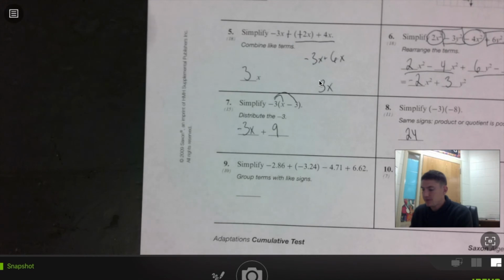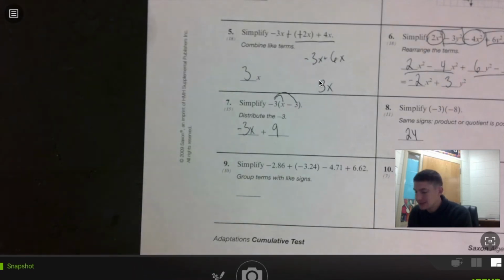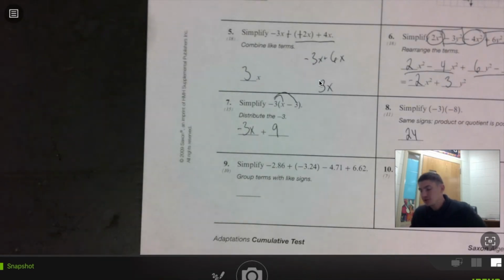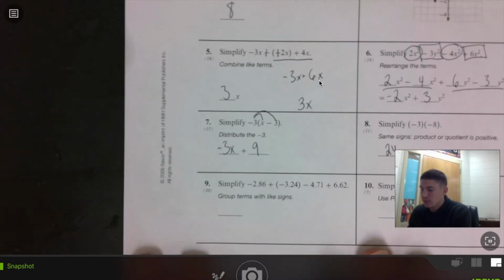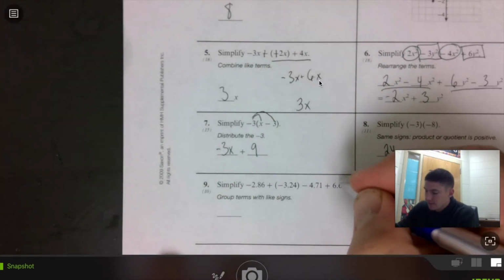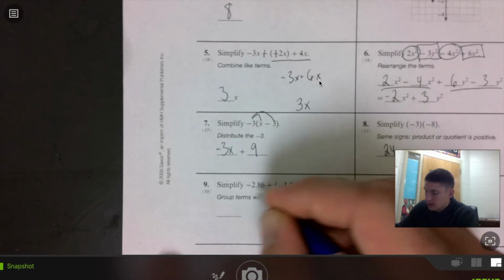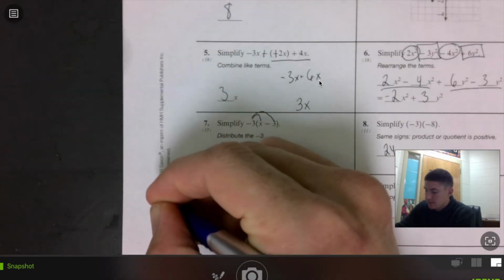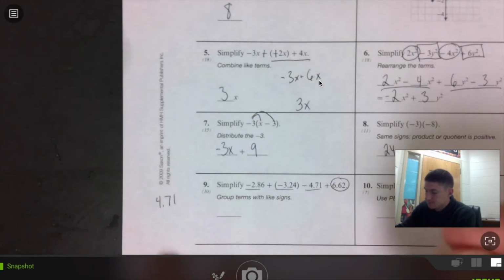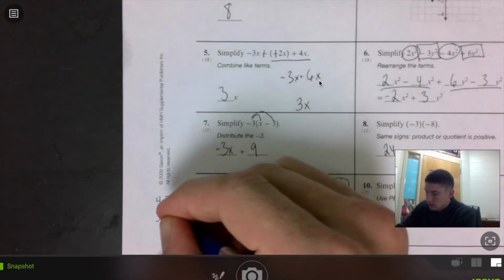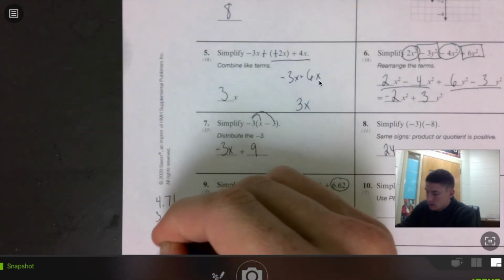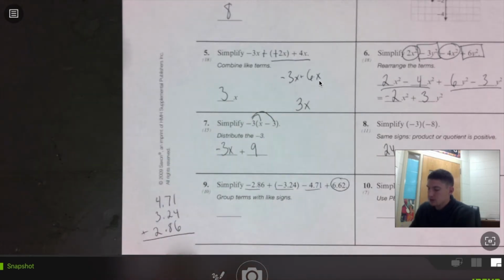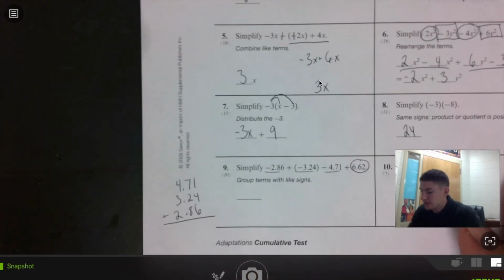Number 9, simplify negative 2.86 plus negative 3.24 minus 4.71 plus 6.62. Now here again, the hint is to group the terms with like signs. So I'm going to put the positive numbers together and the negative numbers together. Here's my positive, and then all three of these are negative. Now to add those up, you're simply going to stack those in a traditional addition method. And do some addition, knowing that all three of those are going to give us a negative answer.